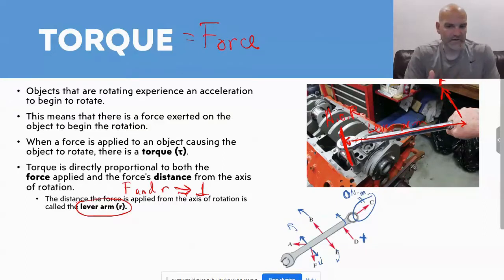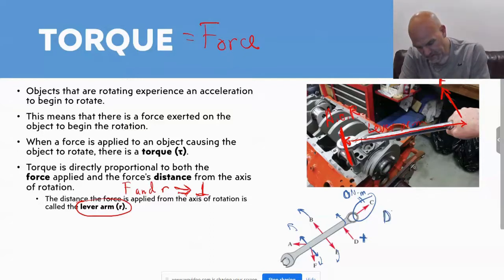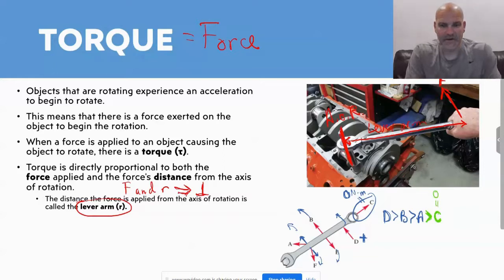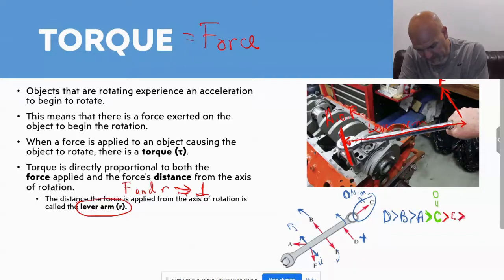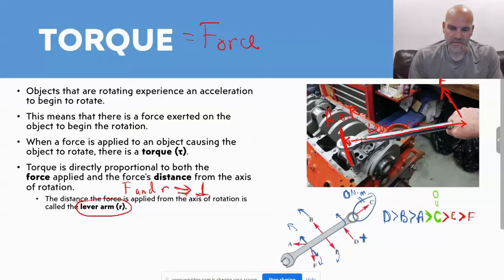So if I'm going to rank these from greatest torque to least torque, I'm going to say D is going to be greater than B, which is going to be greater than A. So those are my positive torques, which is actually going to be greater than C, even though C has zero torque. It's still going to be a greater torque than the ones that cause the negative rotation. And then I've got E, which is greater than F. Okay, so there they are, ranked in order from greatest torque to least torque.